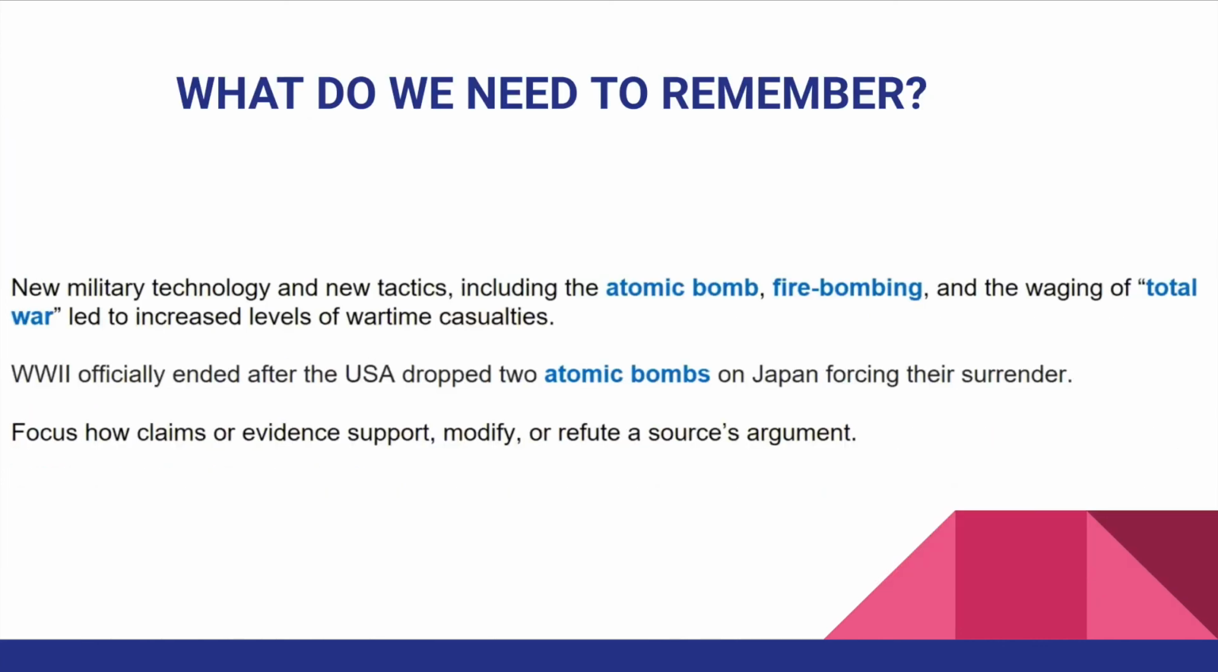What do you need to remember from this section? Well, new military technology and new tactics, including the atomic bomb, firebombing, and the waging of total war, led to increased levels of wartime casualties. And World War II officially ended after the United States of America dropped two atomic bombs, on Hiroshima and Nagasaki, forcing Japan to surrender. Okay? Always focus on how claims or evidence support, modify, or refute a source's argument.